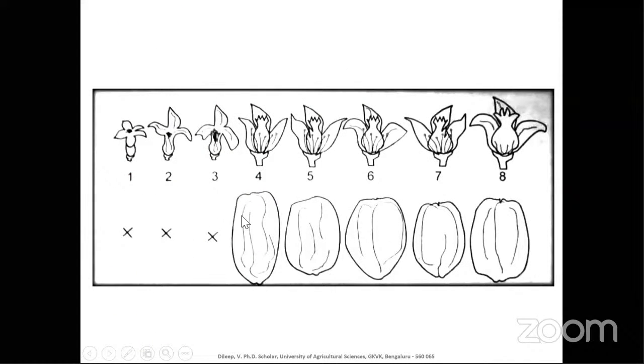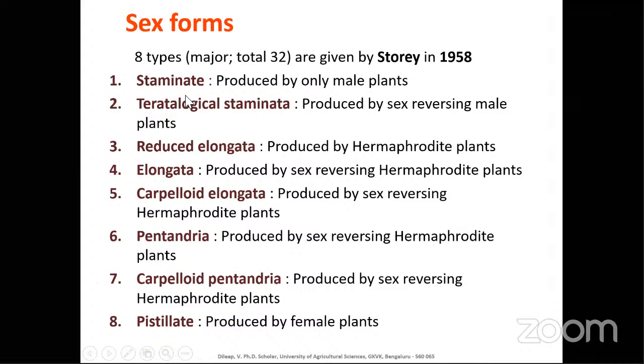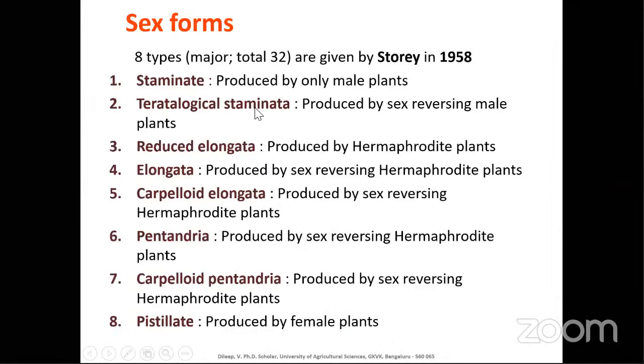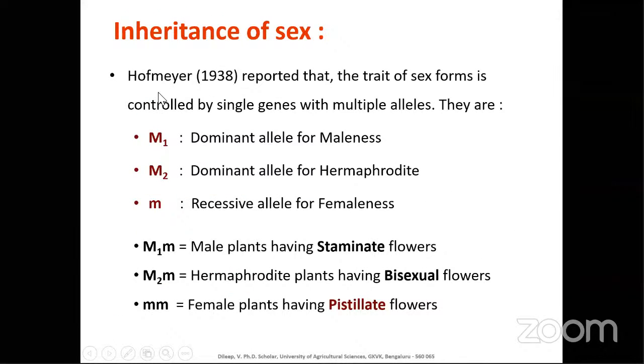The first 3 types do not bear fruits. Staminata, because they are from staminate flowers. And this is one important thing after the story. This scientist is very much important, that is Hofmeister. He reported the inheritance pattern of the sex forms, and how these forms will be transmitted.